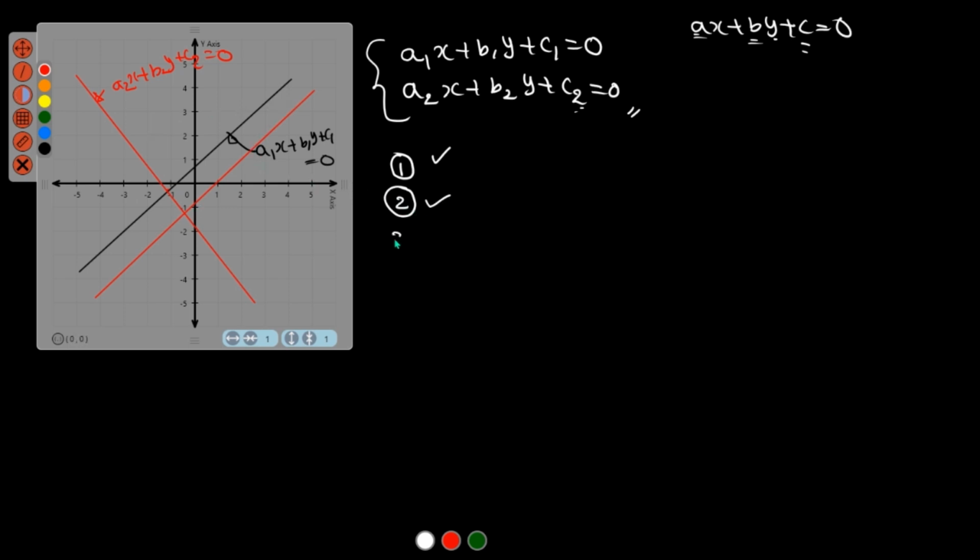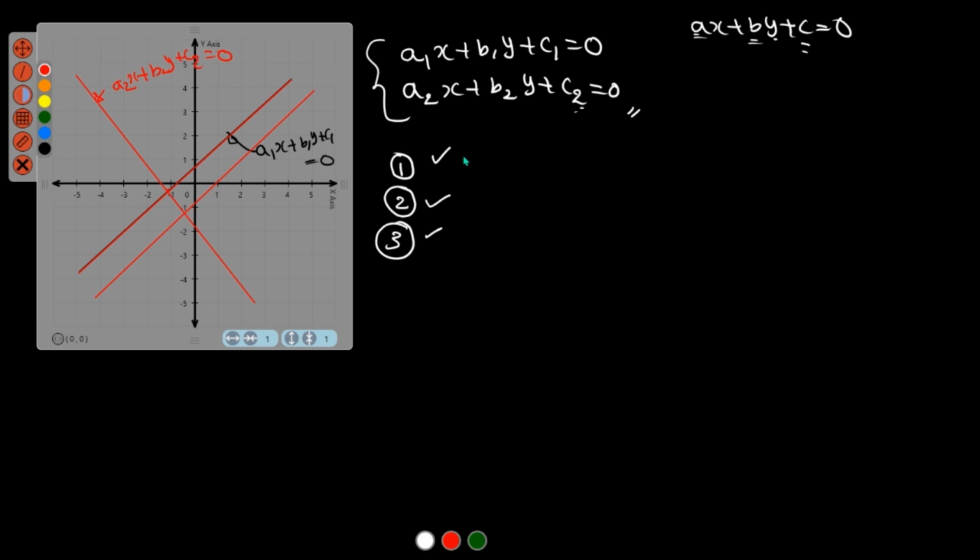What is the third option we have? The second line may also be coinciding with the first line, so both are passing through the same line. So we have three options.